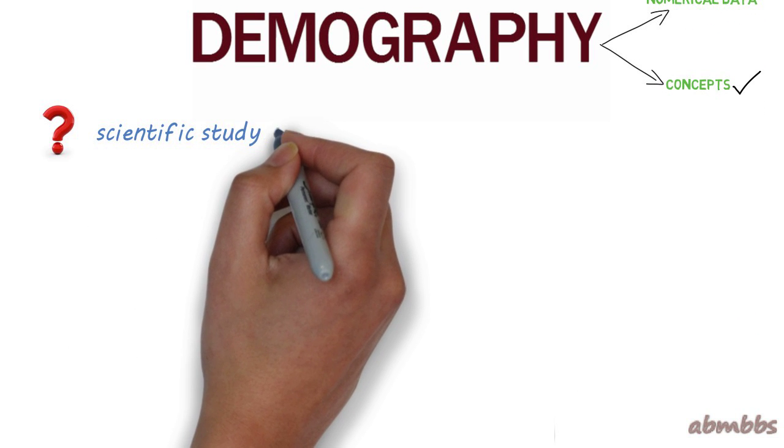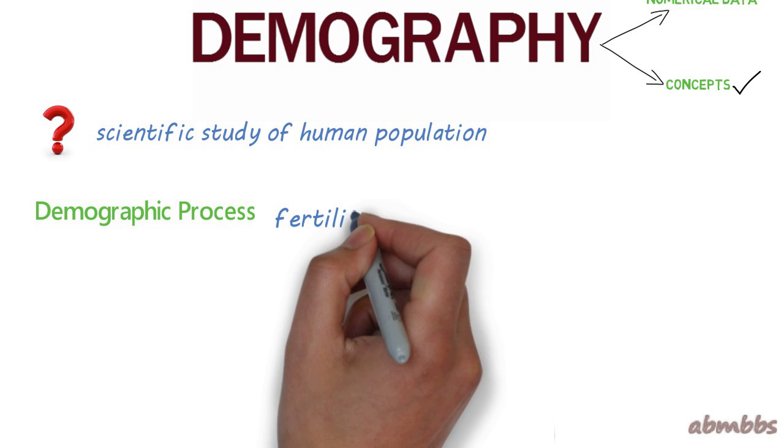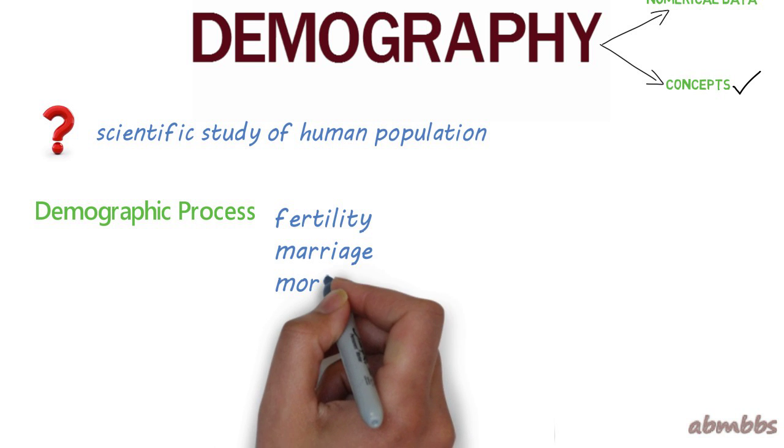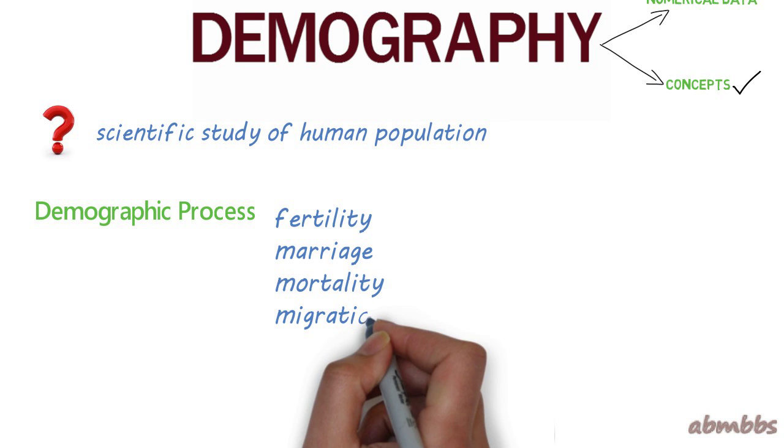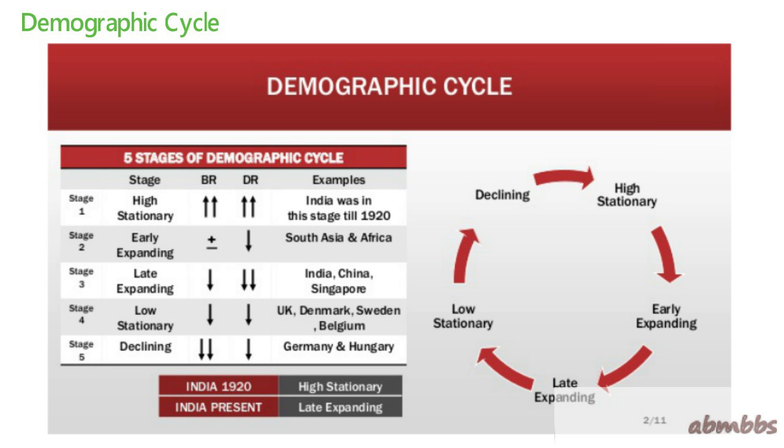Demography is the scientific study of human population. What are the different demographic processes? Fertility, marriage, mortality, migration, and social mobility. Next, we come to demographic cycle. As you can see, it has 5 stages: high stationary, early expanding, late expanding, low stationary, and declining.